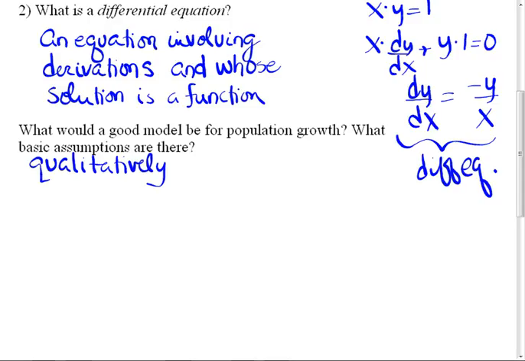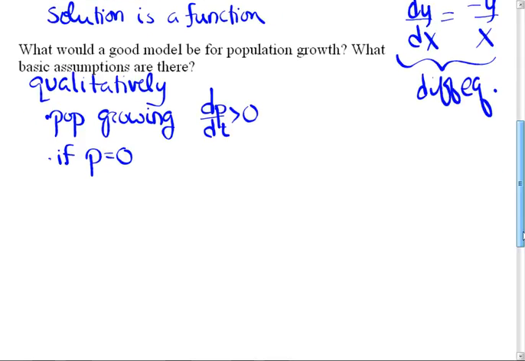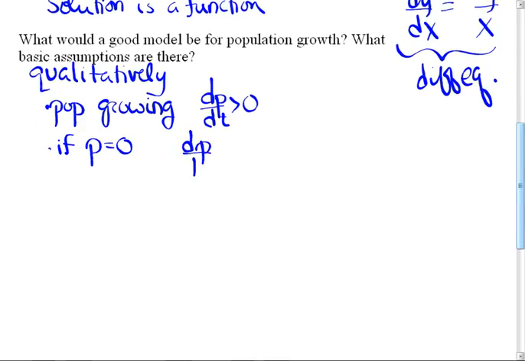Now, what would be an assumption about a population? It's growing. Unless we're talking superflu, generally it's okay. So what's true about the derivative if the population's growing? That's positive. So when I find my differential equation, I have to make sure that my population growth would be positive. What happens if the population is 0? Do you have any growth? No. So dP/dt would have to be equal to 0. When the derivative is equal to 0, it's called an equilibrium.